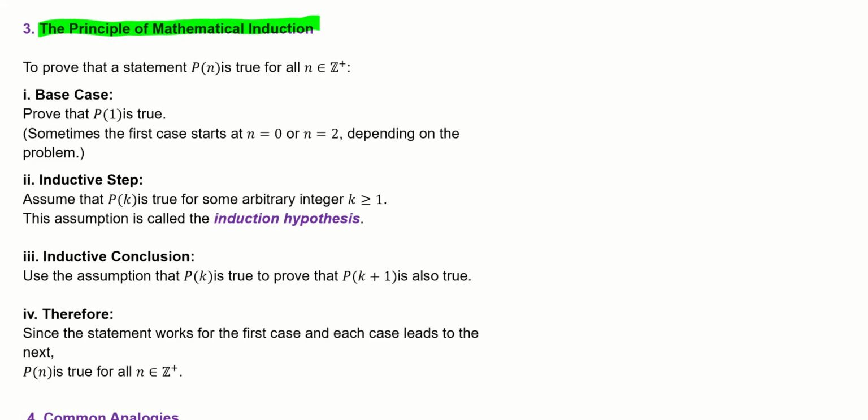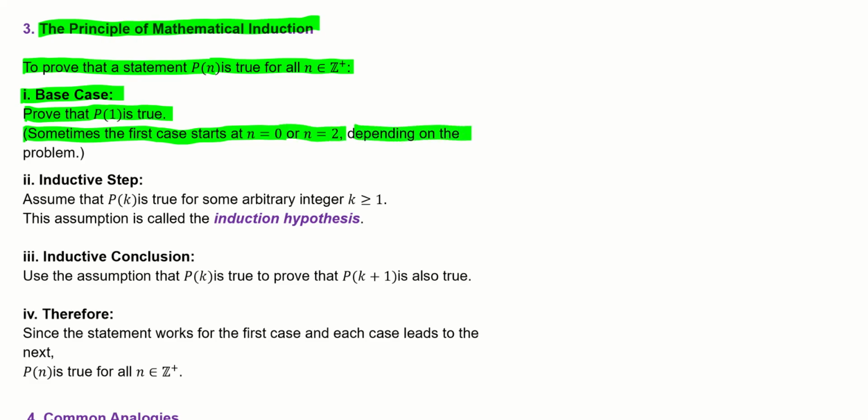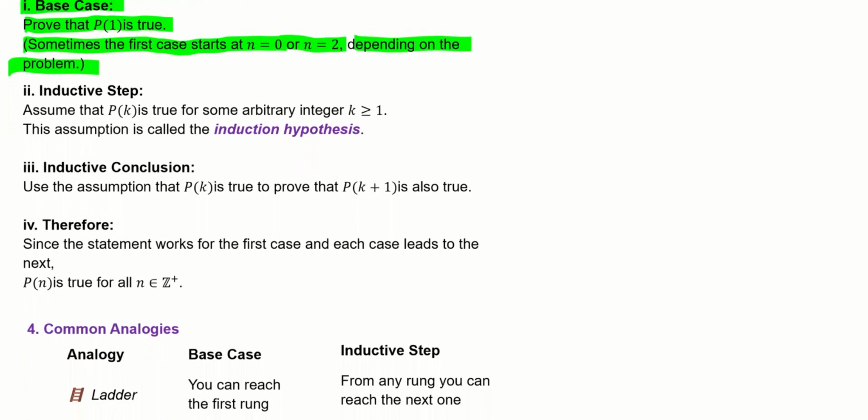Now, there are different things that we can prove with induction, and the algebra will take a different form, but the actual process of doing a proof by induction is always the same. To prove that a statement P(n) is true for all positive integers, we need a base case, which is like the first domino. Prove that P(1) is true. Sometimes the first case starts at n equals 0 or n equals 2, depending on the problem. But the first one that you can show is true is the base case.